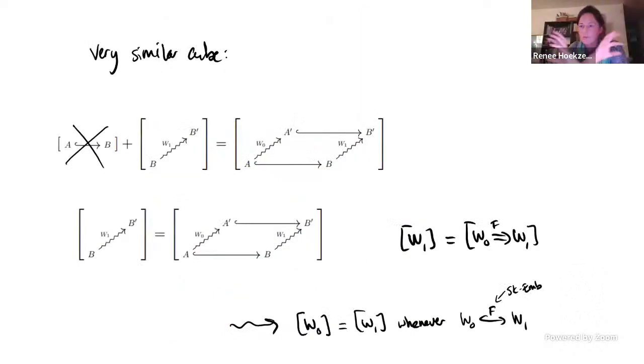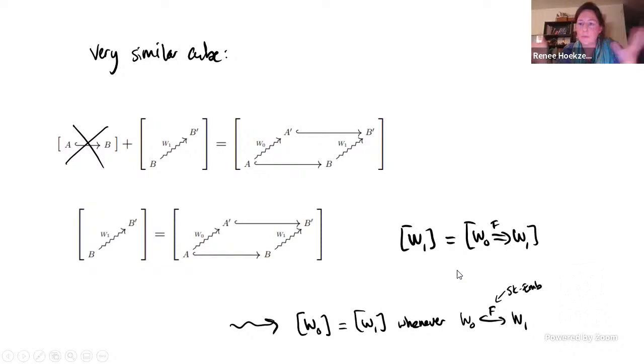So now I can also twist the cube around, use a very similar cube to rearrange this, and I get the opposite equation, namely that W1, the image, the target of my SK embeddings of cobordism, has the same class as this square. So I have W1 equals the SK embedding from W0 into W1.